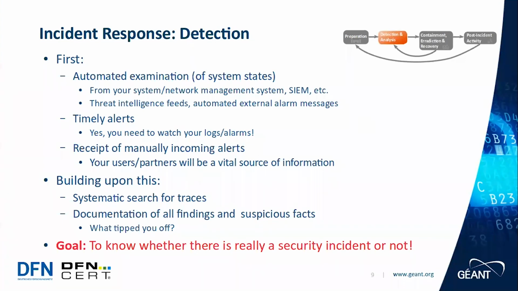So when you have your first suspicion that there may be something going on, you have to build upon this. And this means you have to systematically search for traces on the affected machines on your network, and you have to document your findings and all the suspicious facts by starting with what tipped you off. This doesn't need something elaborate. It can be just bullet points. It can be a spreadsheet. It can be your trouble ticket systems where you write this down.